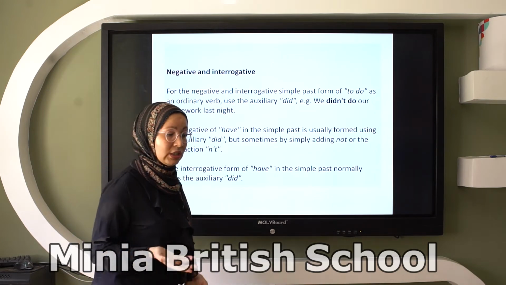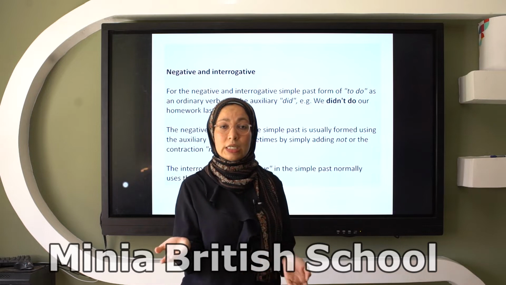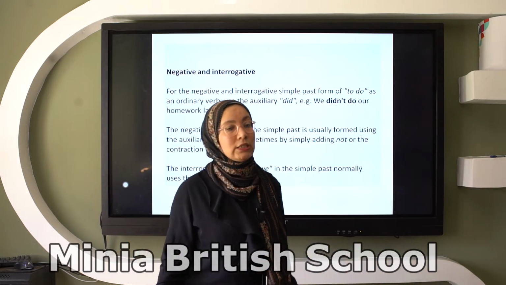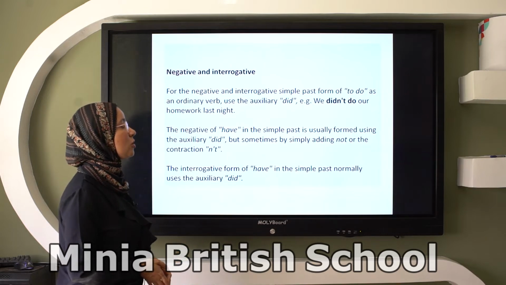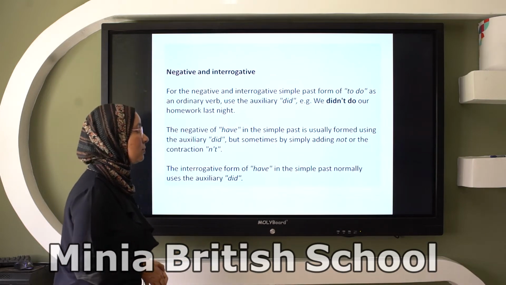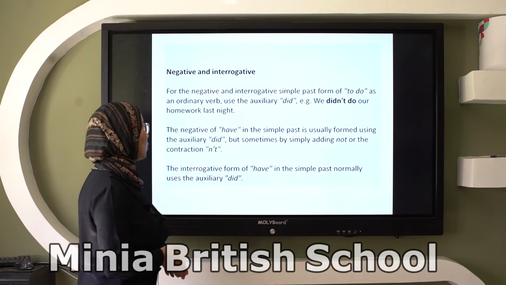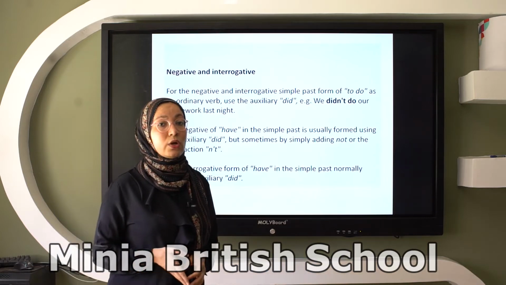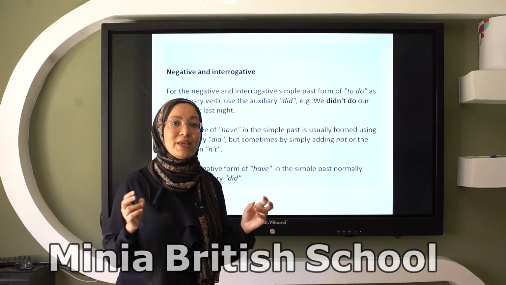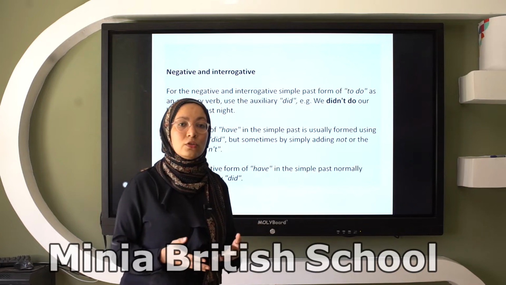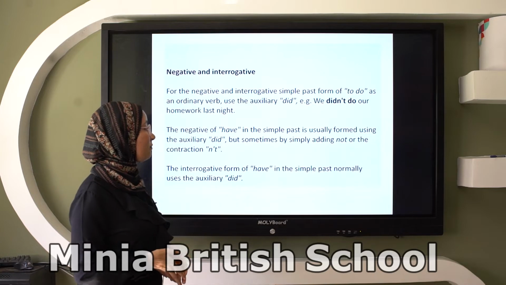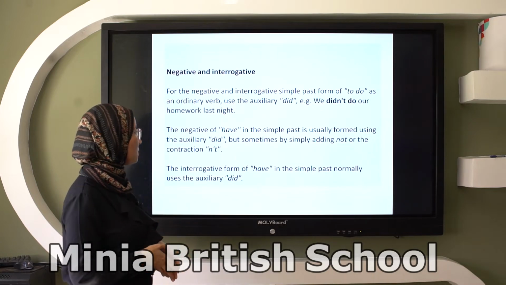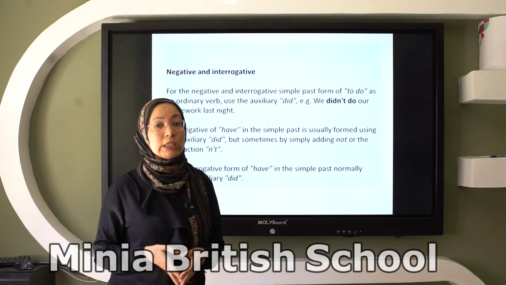If I ask you a question, did you do your homework last night? Yes, I did, or no, I didn't. Very good. Okay, and the negative of have in the past simple is usually formed using the auxiliary did, but sometimes by simply adding not or the contraction n't. So you can contract or make the short form of did not, didn't, and so on. The interrogative form of have in the simple past normally uses the auxiliary did.